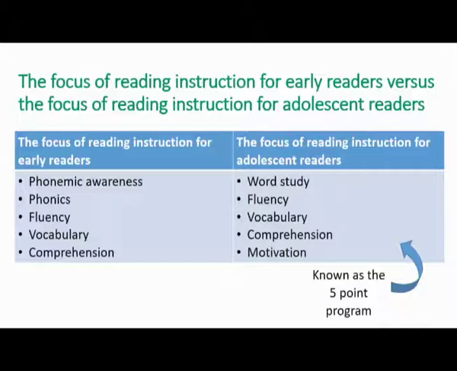Then the focus of reading instruction for early readers is different from the focus of reading instruction for adolescent readers. In the first block, you'll see what we focus on with early readers, and then what we focus on in the second block for adolescent readers. Those 5 things, word study, fluency, vocabulary, comprehension, and motivation, are known as the 5-point program. It's important that you also read through each of these, what it is and how it is applied.